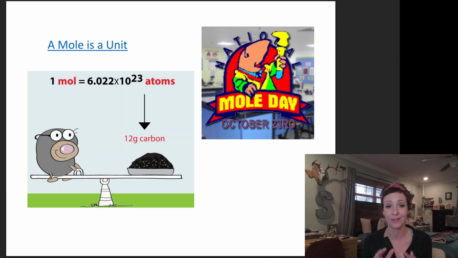So yes, you guys, a mole is a unit. We learned about molar mass today and how to calculate that from the periodic table. And we are ready to use this molar mass and the idea of what a mole is to move on and do some more fun calculations with it with molar conversions.